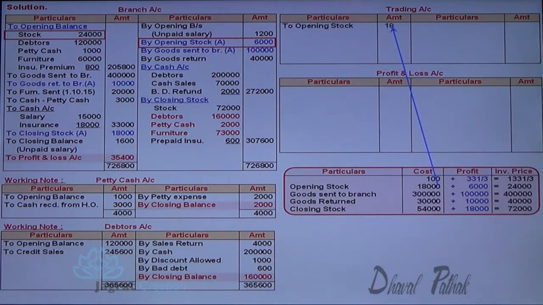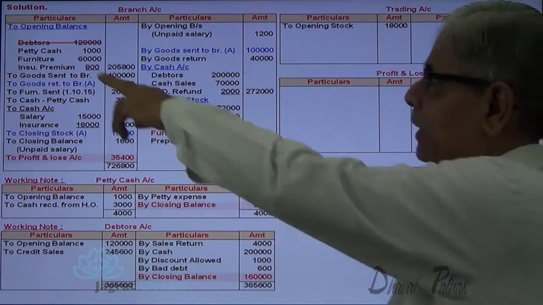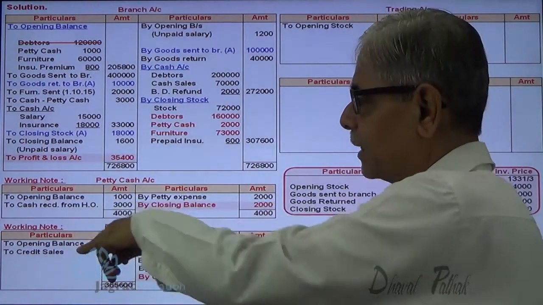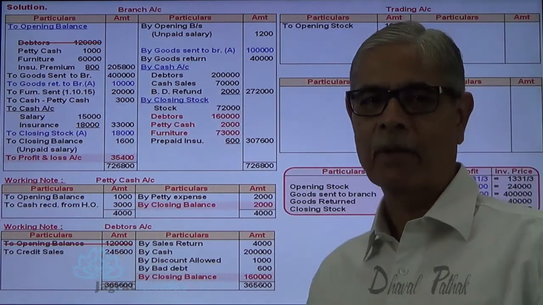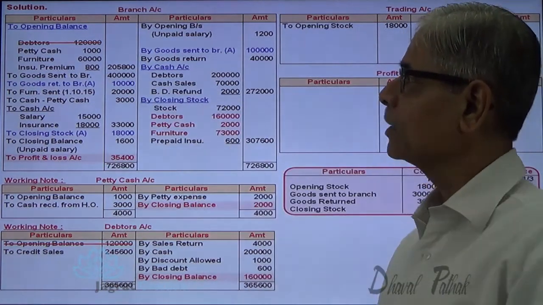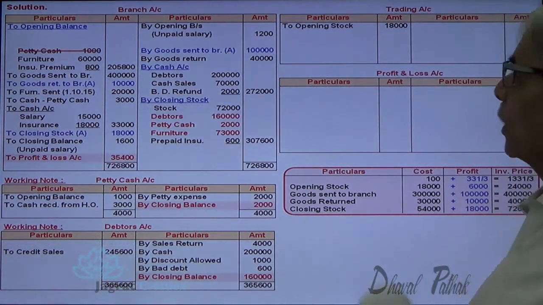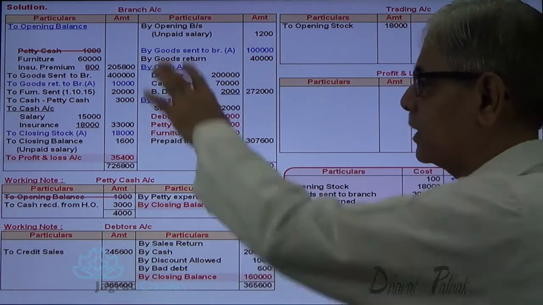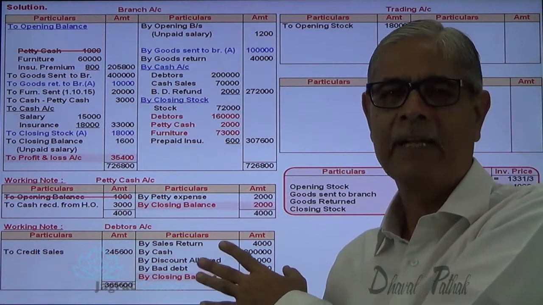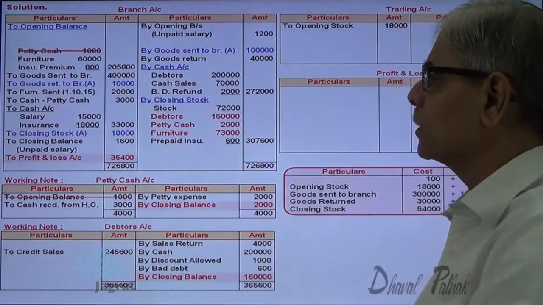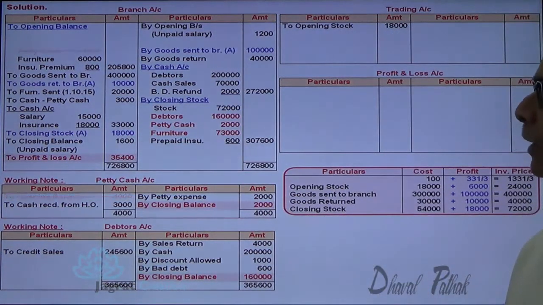18,000 is the cost, so opening stock is recorded at 18,000. Opening balance of debtors cannot be recorded in trading and profit and loss account, so debtors is cancelled. Similarly, I will cancel the debtors over here because this is not going to be recorded in my trading and profit and loss account. Opening balance of petty cash also cannot be recorded in trading and profit and loss account. So on the basis of this, I want to prepare trading and profit and loss account for explaining the concept. So petty cash is also not going to be recorded.